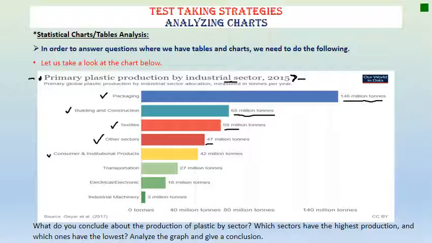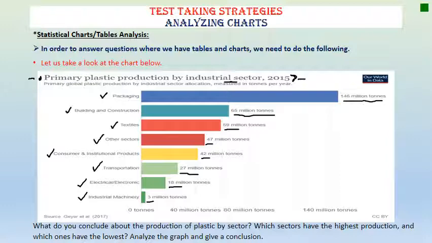Consumer and institutional products, things that we consume, maybe we use plastic bags to put our sandwiches, use them to package, etc. Transportation produces 27 million tons. Electrical or electronic industries produce 18 million tons, and industrial machinery produces 3 million tons.